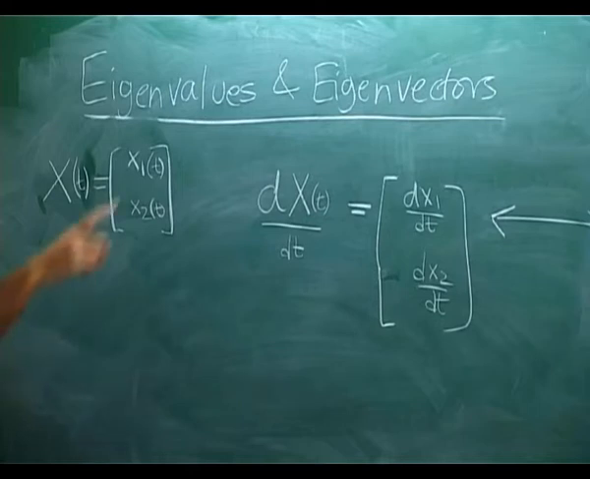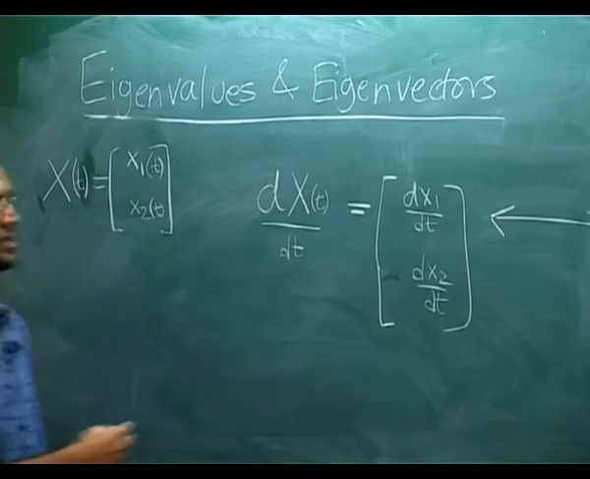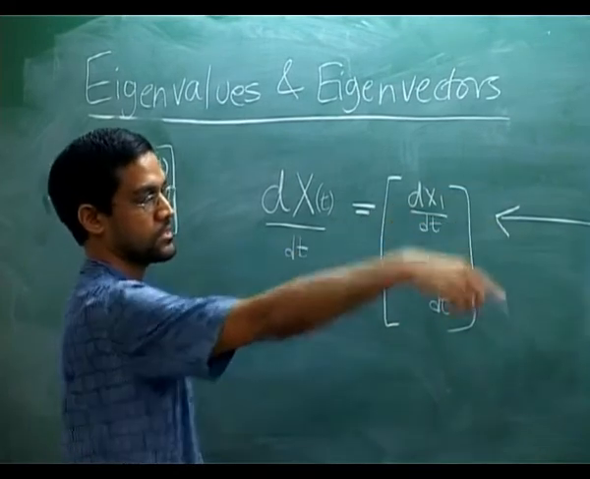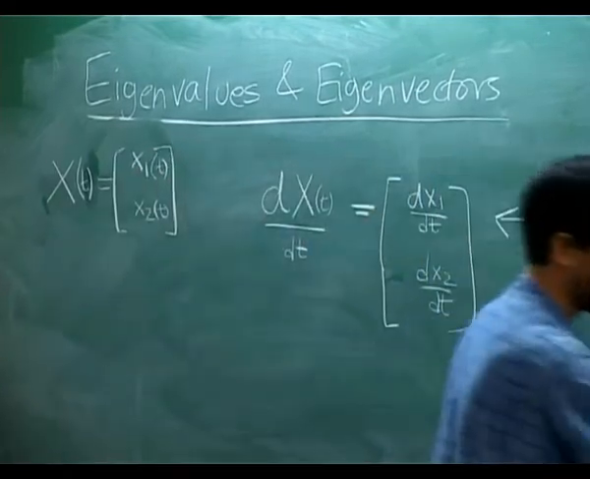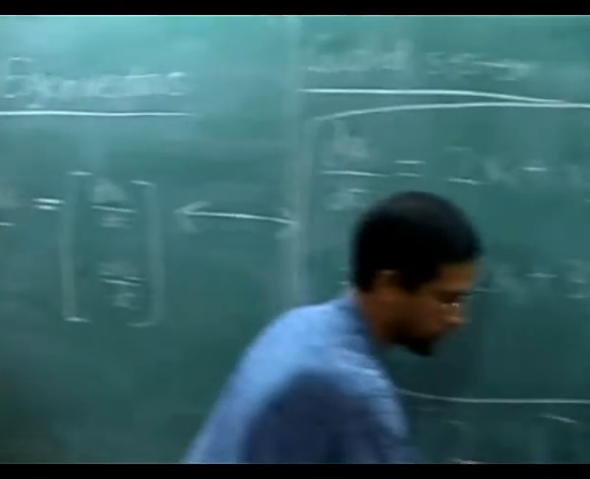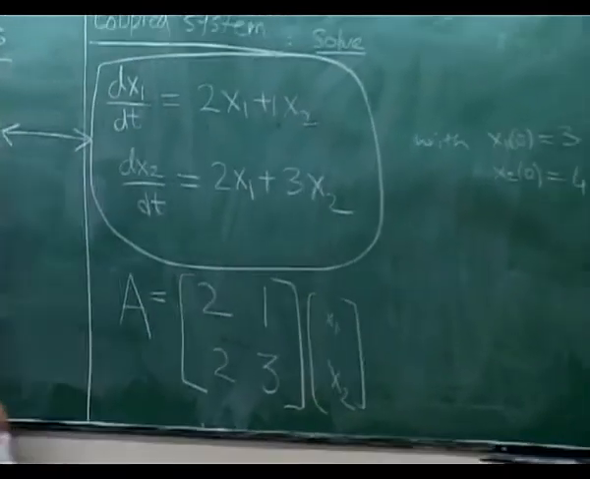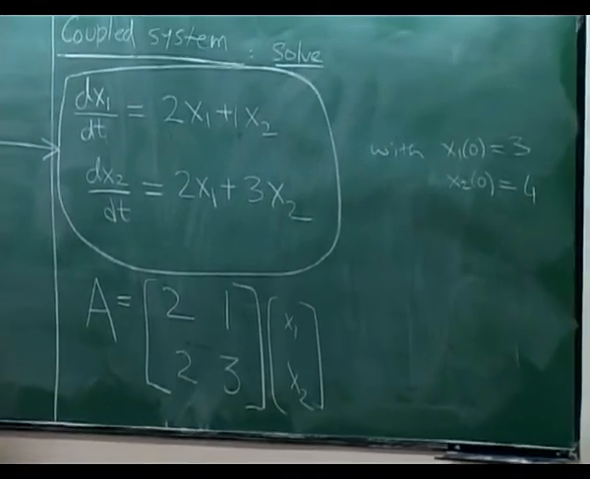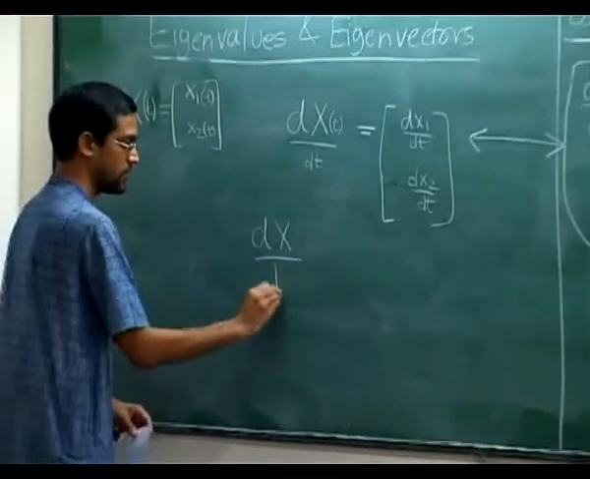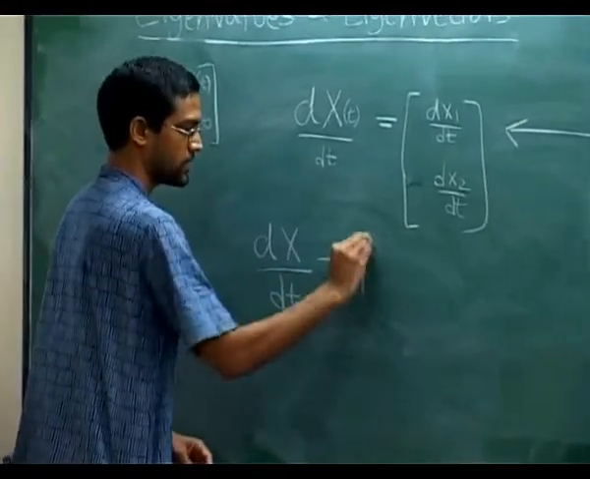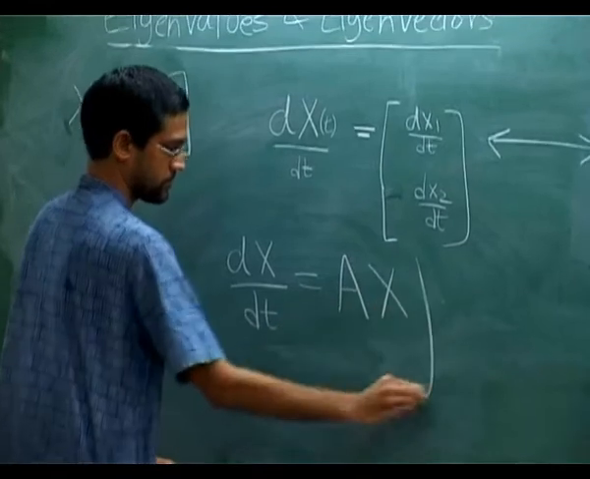Now on the other side, what is it that I have? It is AX. Observe, 2x1 plus this, etc., is what I will get if I take A and multiply it by x1, x2. Therefore my equation can be written like this: d capital X by dt is the matrix A times X.